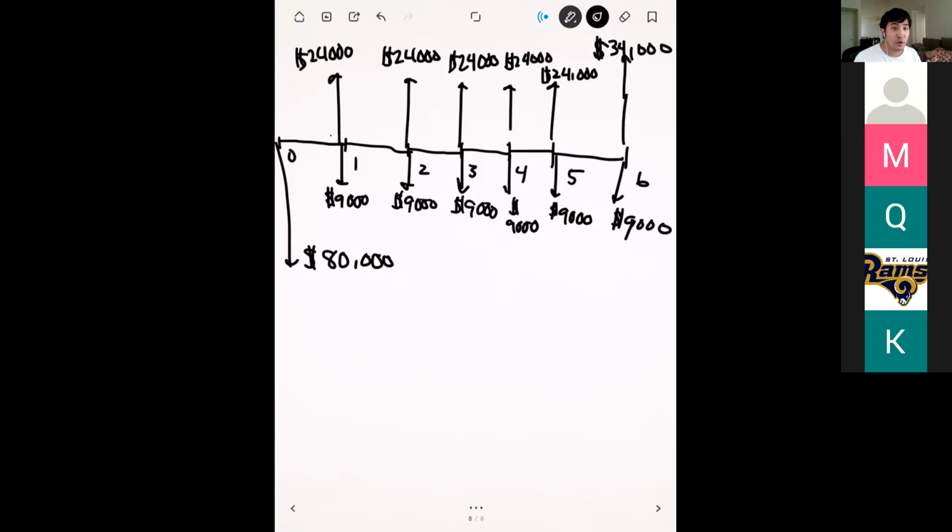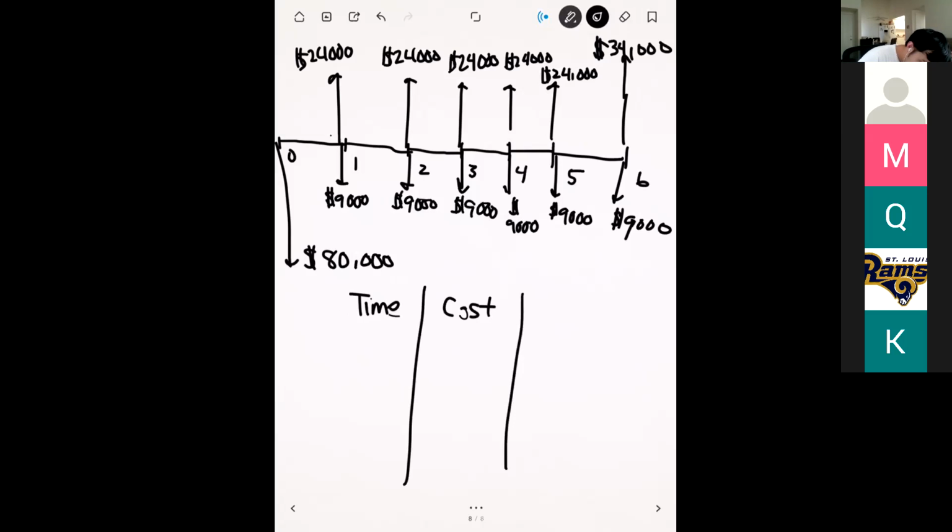Okay. So that's the cash flow diagram. Now let's go over the cash flow table. Depending on how much you like tables and how much you like diagrams, you might like one more than the other. But here it basically is. Cash flow tables are nice because you can do them in Excel. We'll do three different columns. I have one column for time, another column for costs, and another column for benefits.